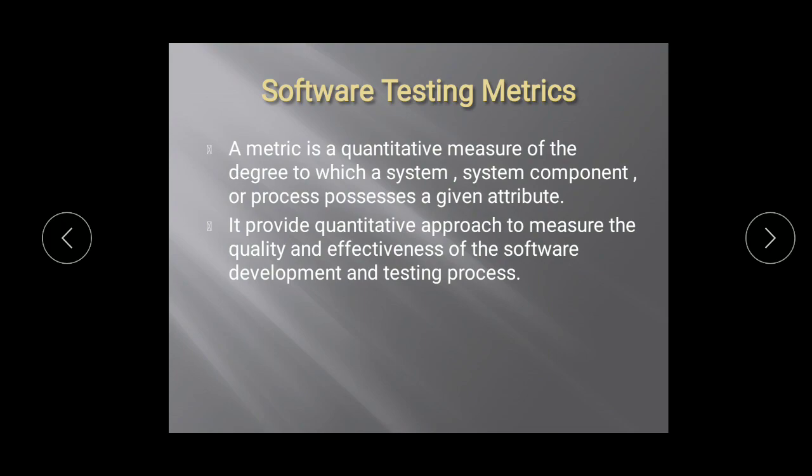Software testing metrics are a quantitative measure of the degree to which a system, system components, or process possesses given attributes, and they also provide a quantitative approach for the quality and effectiveness of the software in the development and testing processes.